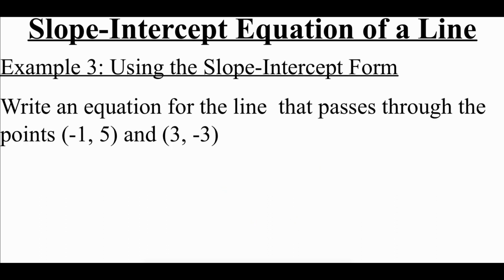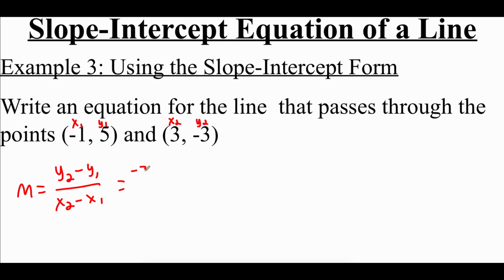Now in this example we're going to use slope-intercept form, but we're not told our slope and we're not told our y-intercept, but we are given 2 points on the line. Our line goes through the points (-1, 5) and (3, -3). So the first thing we need to do in slope-intercept form is figure out what our slope is. Remember, slope is (y2 - y1) over (x2 - x1). So I'm going to label my ordered pairs. This will be my (x1, y1), and this will be my (x2, y2).